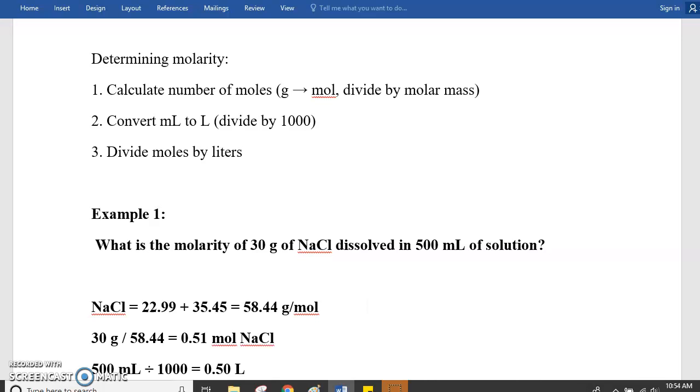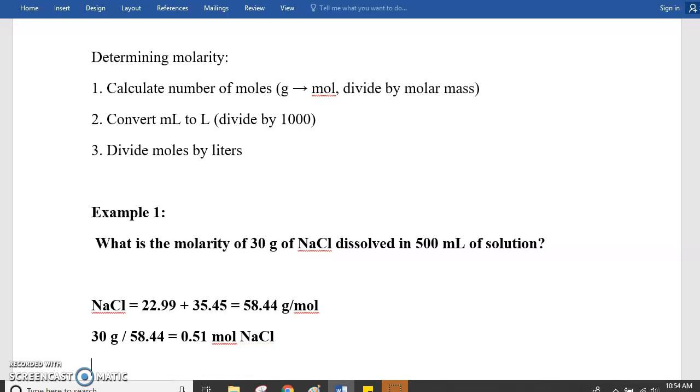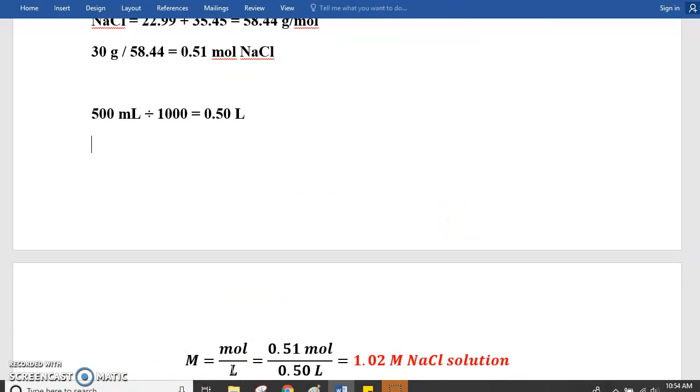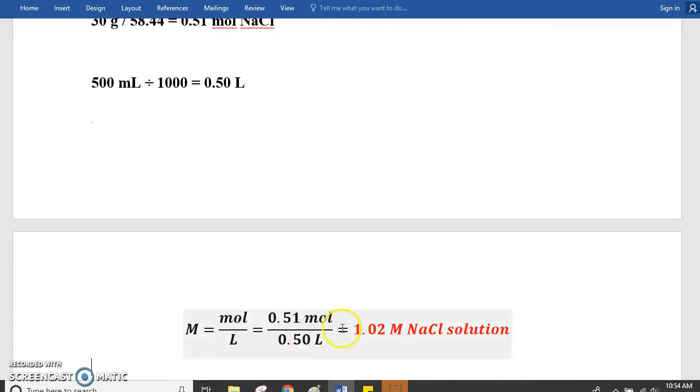Now I'll divide the grams, 30 grams, divided by the molar mass, 58.44, to find how many moles I have. That's going to be 0.51 moles of NaCl. And then finally, to calculate liters, 500 mils divided by 1,000 is 0.5 liters. And now we can plug it in. The molarity is 0.51 moles divided by 0.5 liters, 1.02 molar NaCl. Remember, we're rounding everything to 2 decimal places, so don't round it off to just 1.